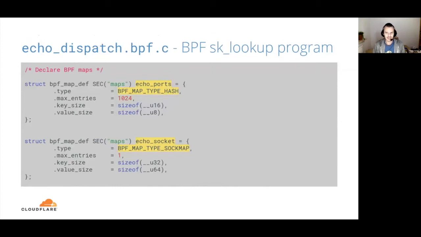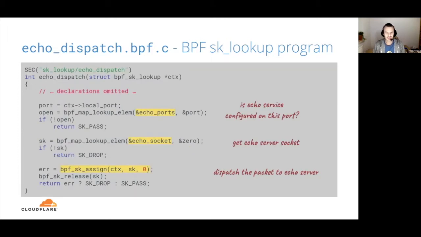So let's take a look at our BPF program. First, we need to define the 2 maps, one to keep a list of open ports and another to store the listening socket. Then the body of our program, in which we check if the echo service is configured on the packet's destination port. If so, we grab the echo server listening socket and dispatch the packet to that socket.